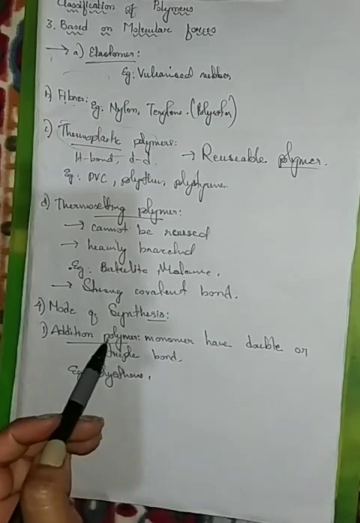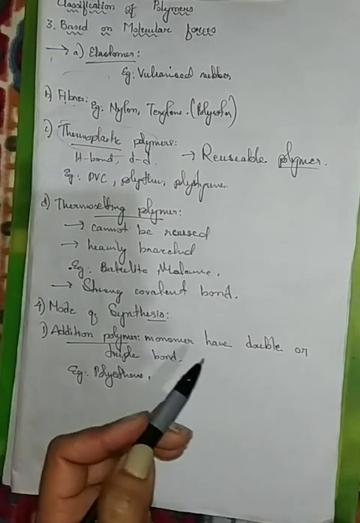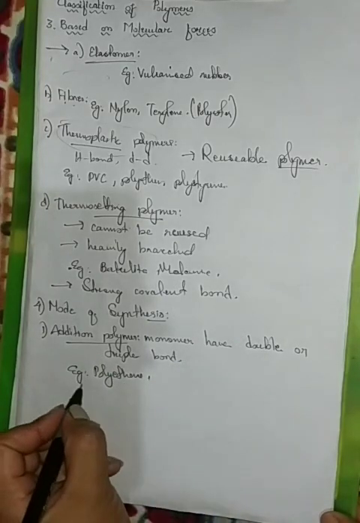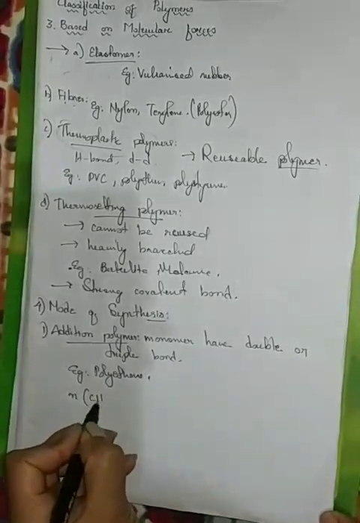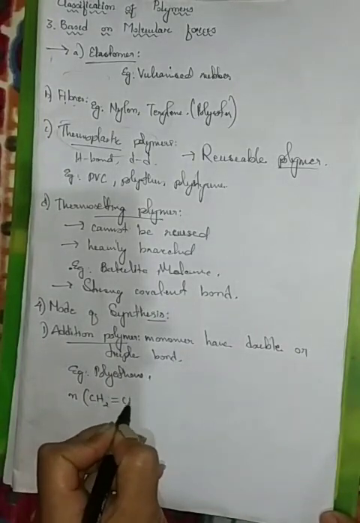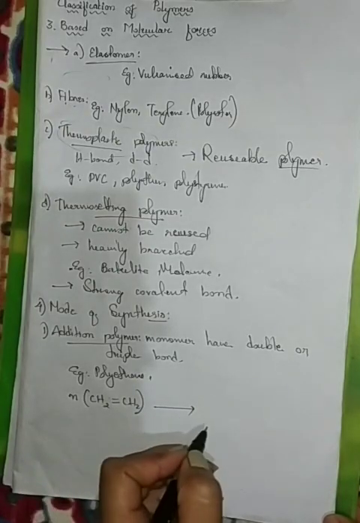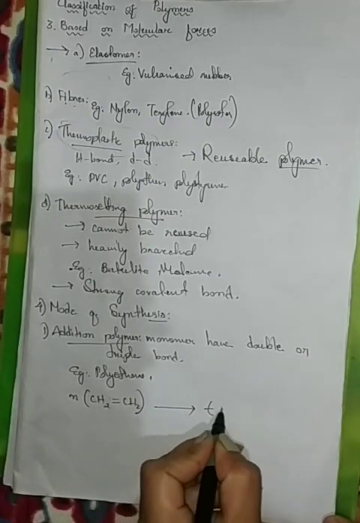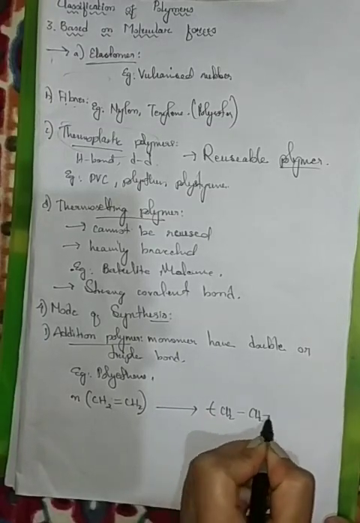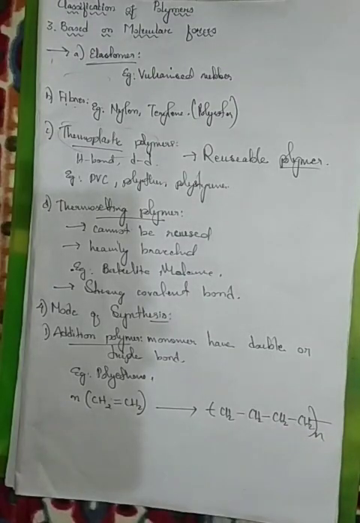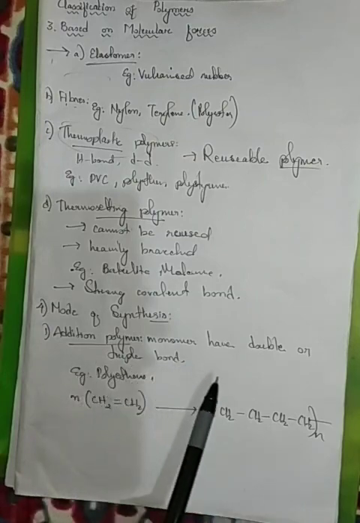Addition polymers are the polymers formed when the monomer unit, that is the starting smaller unit, has double or triple bond. Therefore, n times of ethene chemically combine or undergo polymerization reaction. n times of CH2=CH2 combine n times to form our polyethylene polymer here.